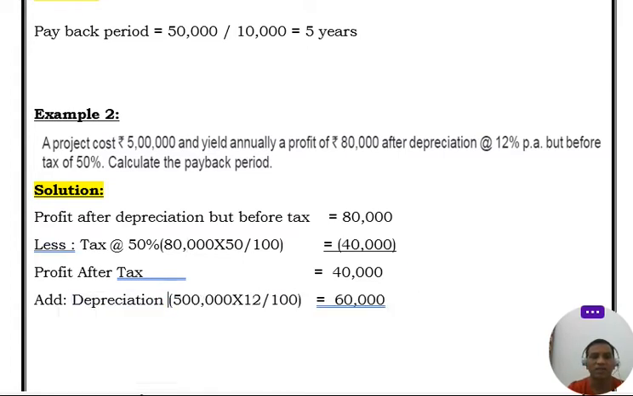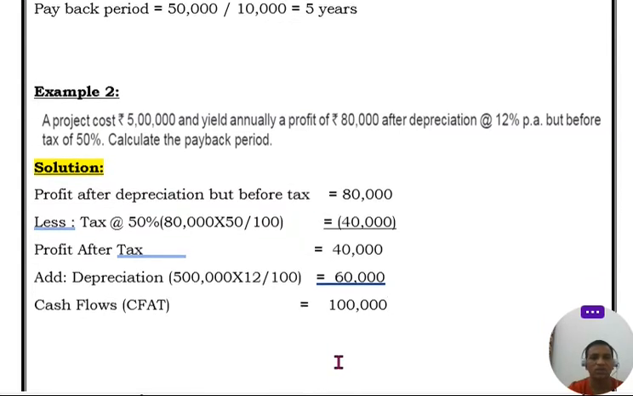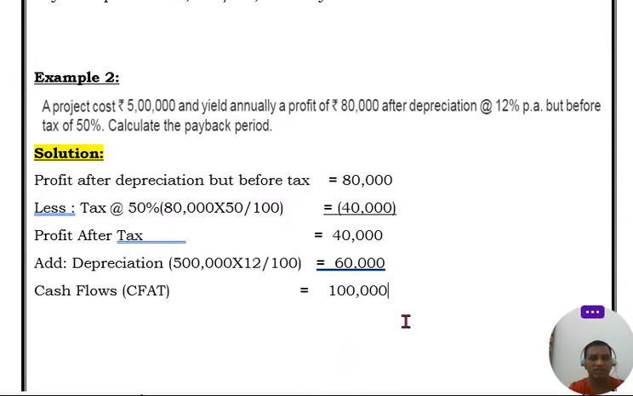Then you have to add the depreciation back. Depreciation is 12% on 500,000, that is 60,000. So what you will get now is cash flows. We can call it a cash flow, or a cash inflow, or cash flows after taxes. Different names you can use. You can call it a cash flow, cash inflow, cash flow after taxes.